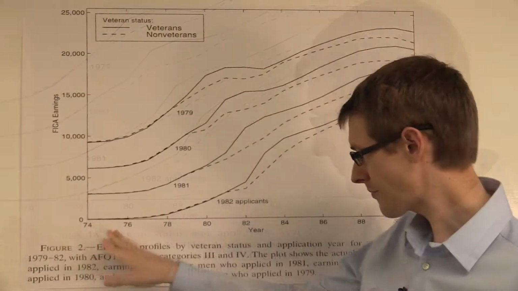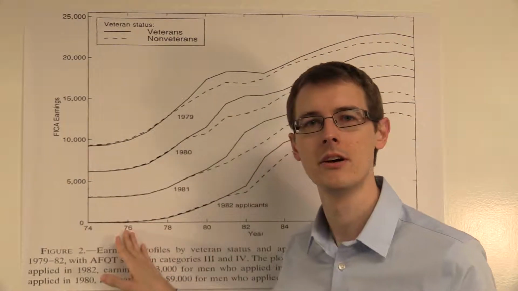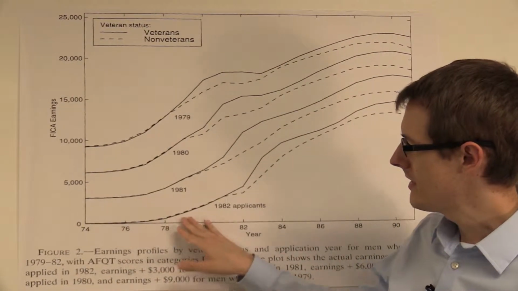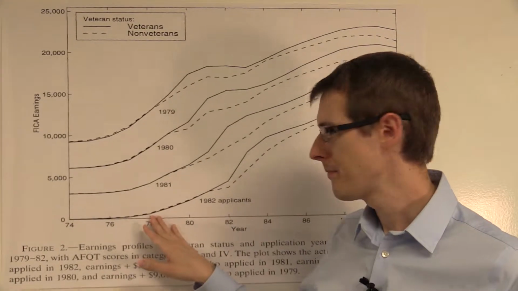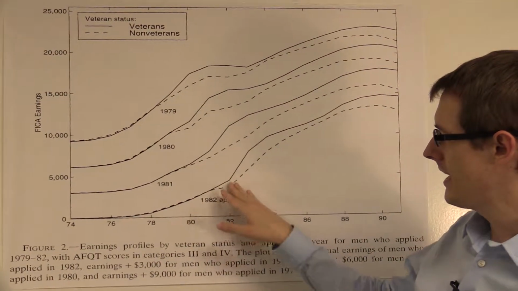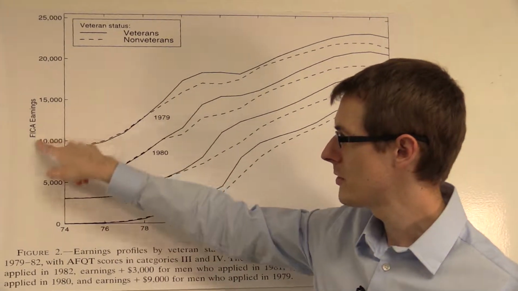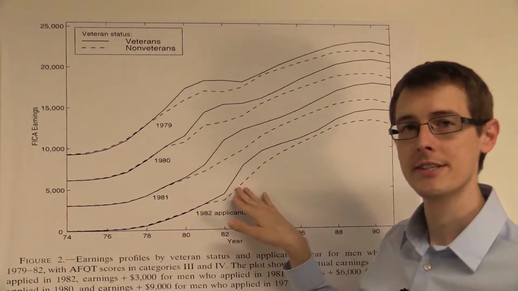Well, that's probably because they were kids in 1974. In 1976, they also earned $0. In 1978, they started to earn a little bit more money. Okay, and in 1980, 1982, their earnings, which is measured on this axis, started to increase.